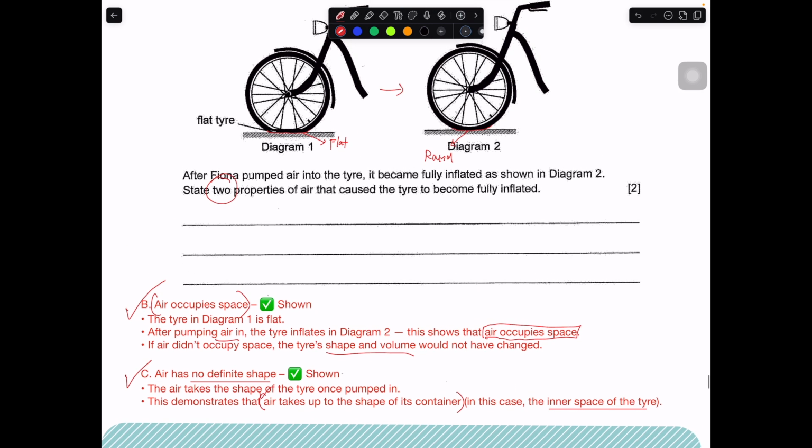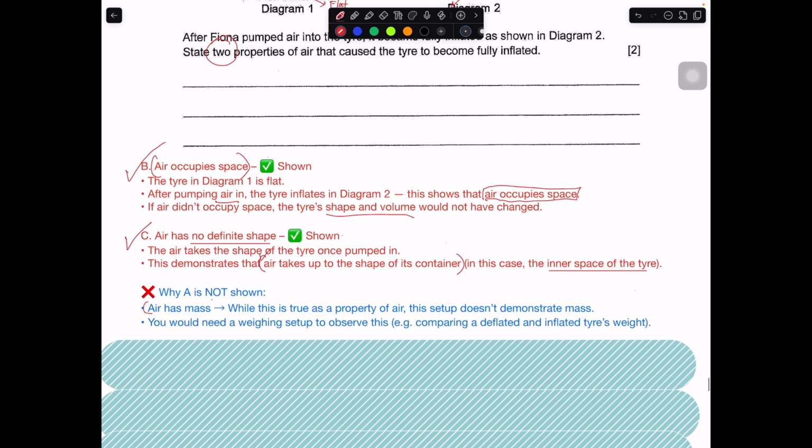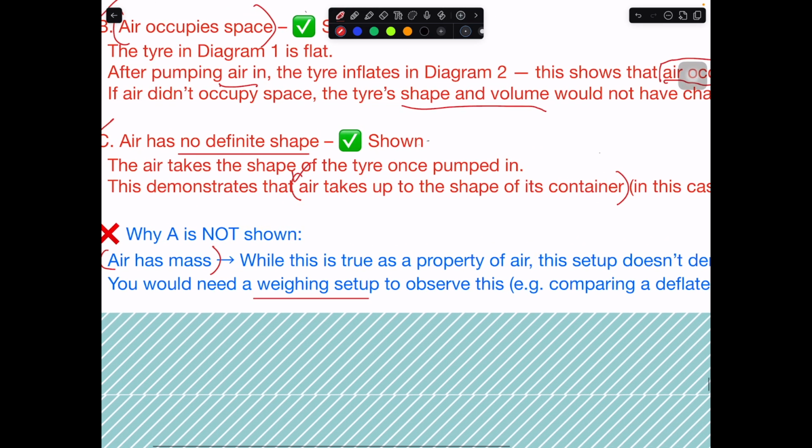What is more difficult is what is not being shown. The one that is not being shown is definitely this: air has mass. Because if this is being shown, then you need a weighing scale. Typically, if you want to show that air has mass, it should be something like this.